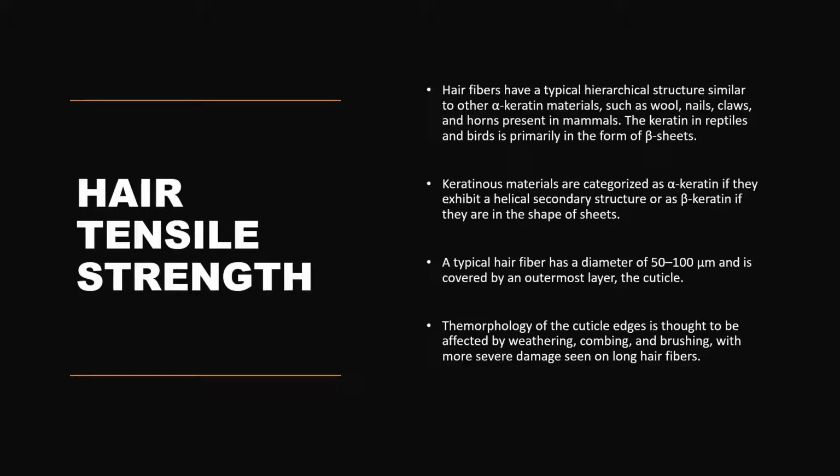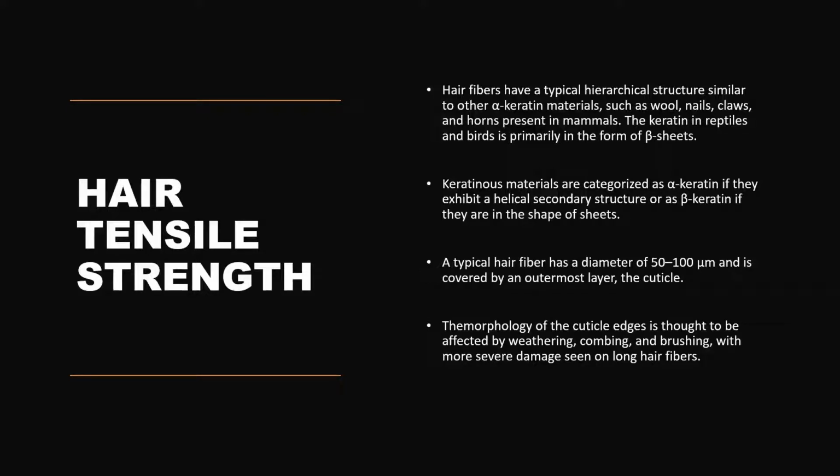The typical hair fiber has a diameter of about 50 to 100 micrometers and is covered by an outermost layer called the cuticle. In my previous video, you can learn about the structure of hair. Hairs are basically composed of three parts: cortex, medulla, and cuticle. When we talk about the strength of the hair, specifically the tensile strength, it is derived from the cortex part. Cortex is the centermost part, medulla is the middle part, and cuticle is the outermost part.